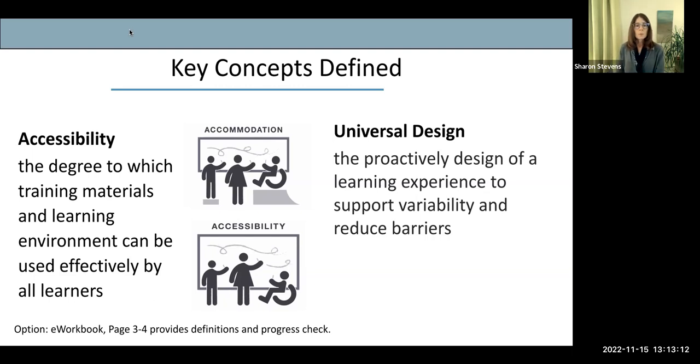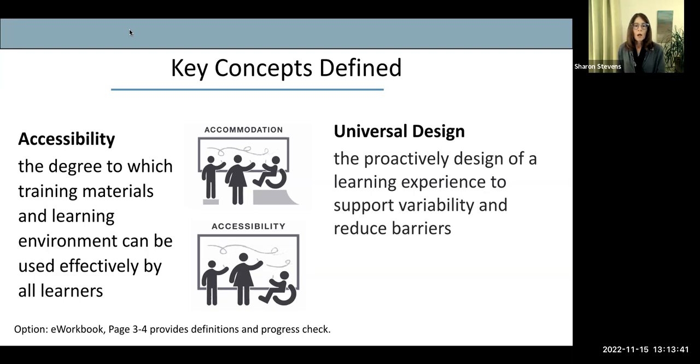What you see here on the slide is a definition for accessibility on the left and a definition for universal design on the right. In the center, I have two graphics. One is a graphic that I know you have seen many times. It's part of your day-to-day interactions, how to provide accommodations for families, and how we create these accessible environments. So I just want to start there and then show how that applies to universal design.